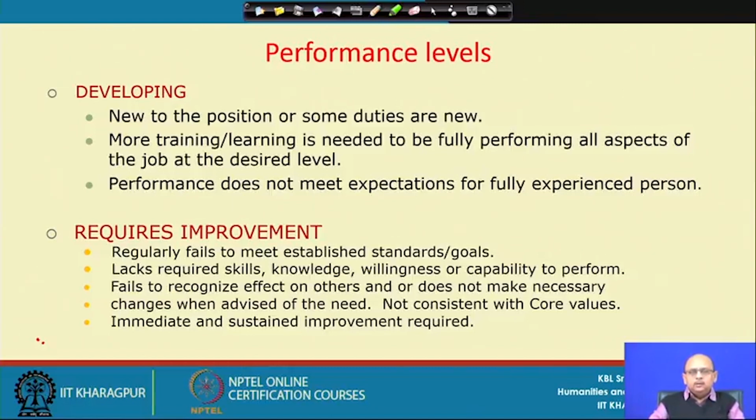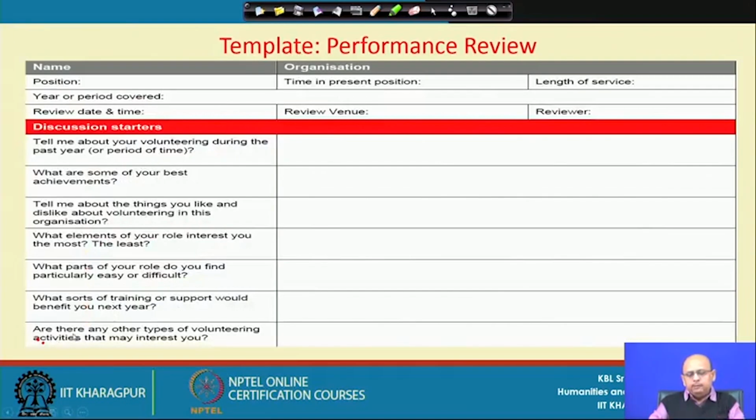So, you start with those requiring immediate attention, then you think about what kind of development plan can be made for those who are developing, like they can go for coaching and mentoring. Then for valued employees, how you can further improve their strong points, and for the top performers, how they can sustain this level. So, with this discussion on performance levels, I am going to provide you a template which basically talks about how we are going to take it.